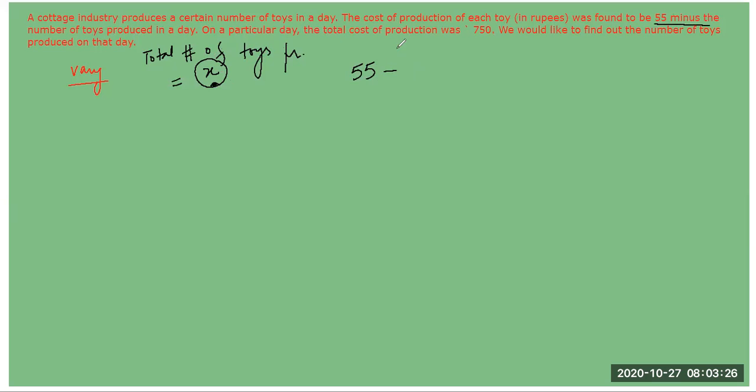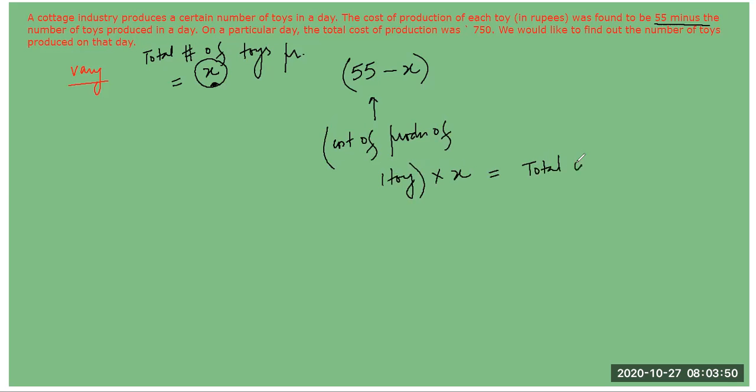So he says cost of production of each toy. So cost of production of each toy is 55 minus X. This is the cost of production of one toy. If I multiply this cost of production of one toy with the total number of toys, that is X, I will get the total cost of production. Am I right? I will get total cost of production.